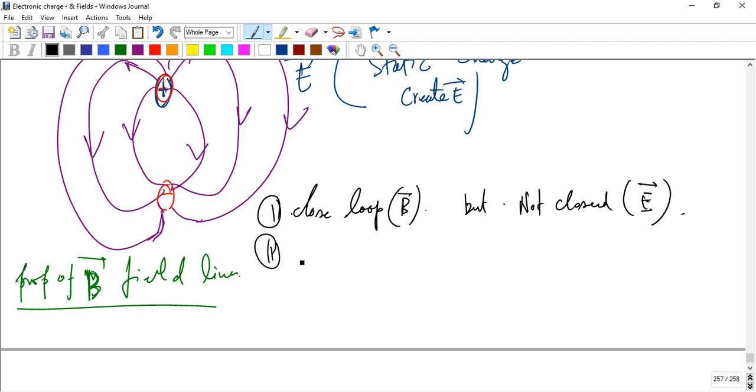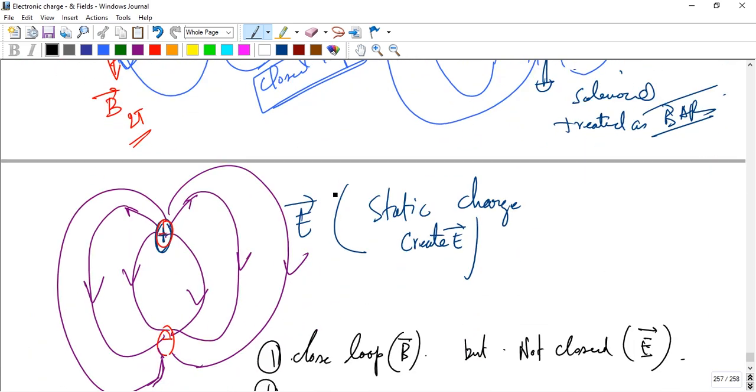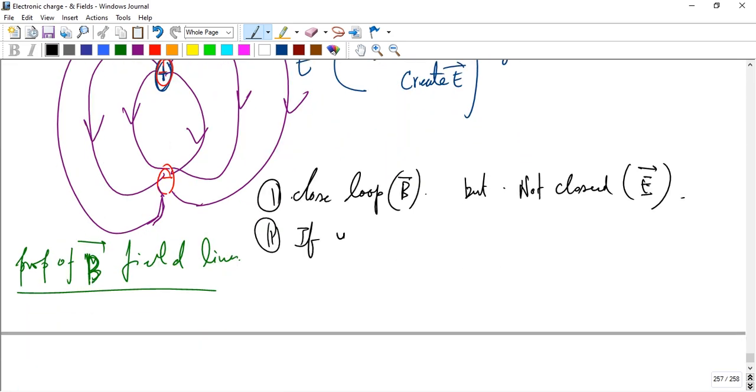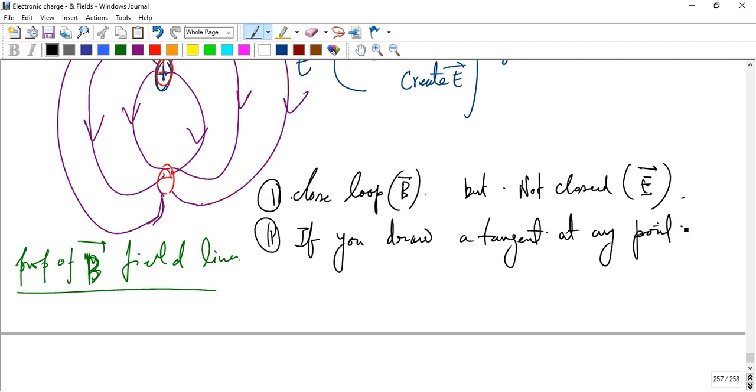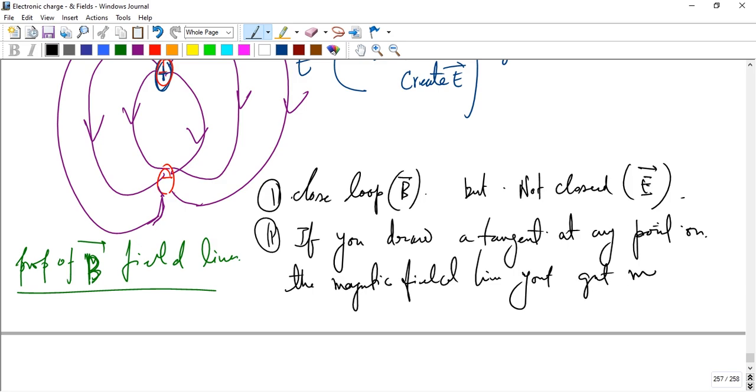So, an important point here. If you draw a tangent at any point on the magnetic field line, you get the magnetic field B. Obviously that's a vector field.